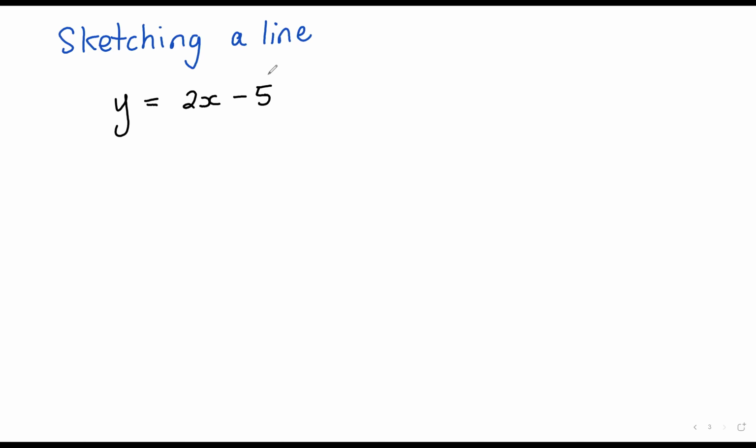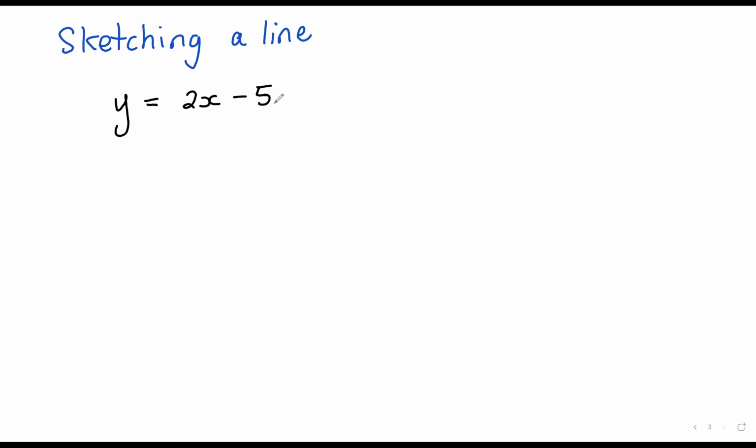The y-intercept is when x is 0, because it's where the graph cuts the y-axis. Similarly, the x-intercept is where the graph cuts the x-axis. So where the graph cuts the x-axis, y would be equal to 0. So this is my go-to for sketching a line, right? So let's say I have the equation y is equal to 2x minus 5.